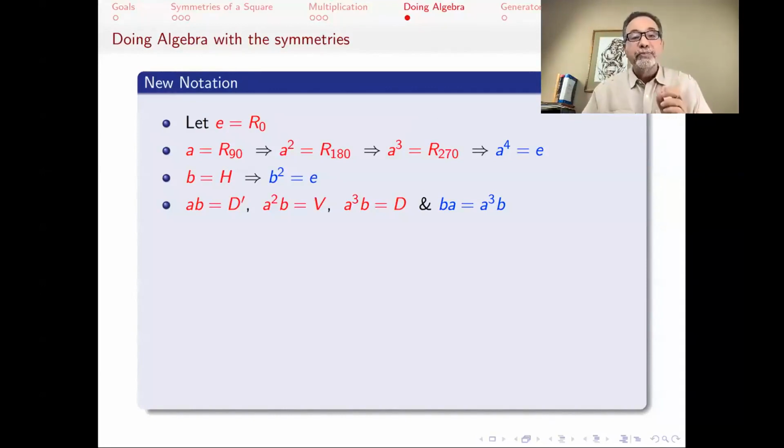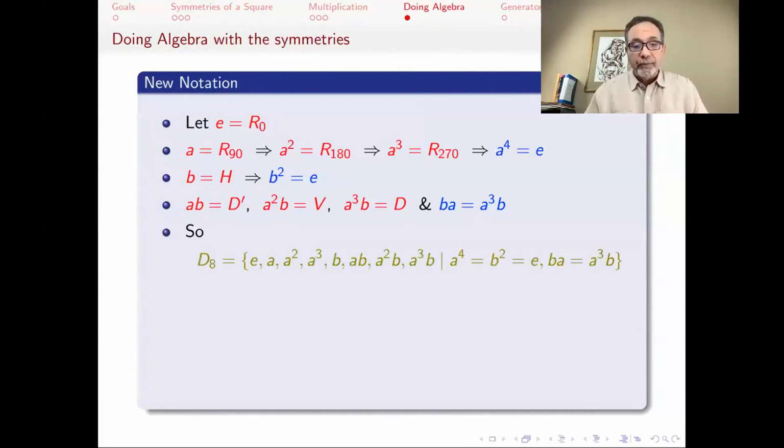That's important because multiplication of these symmetries is not commutative. So BA is not the same as AB. BA is the same as A cubed B. And that'll be very useful because it allows us to move A's past B. If you see a BA, you can take the A and move it to the other side, but at a cost. And the cost is that when you end up on the other side, you're not A anymore, you're A cubed.